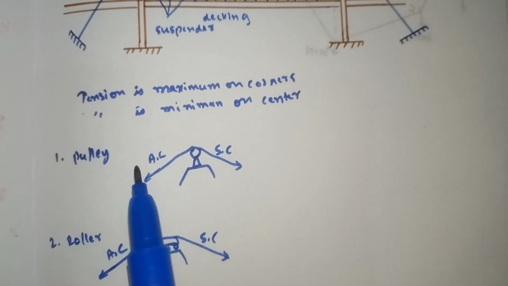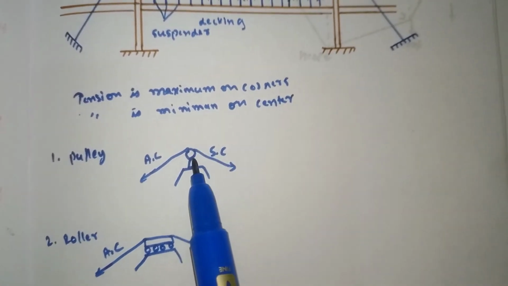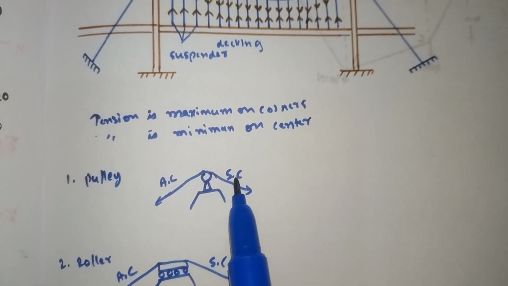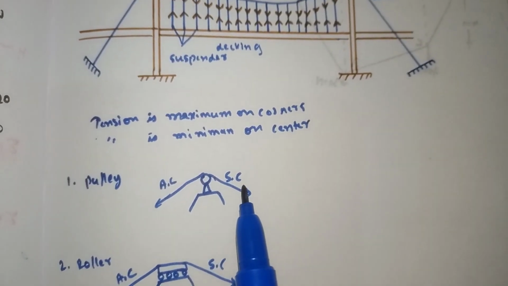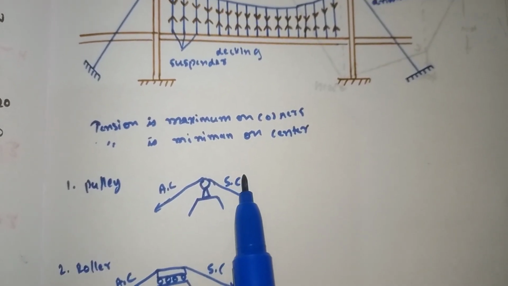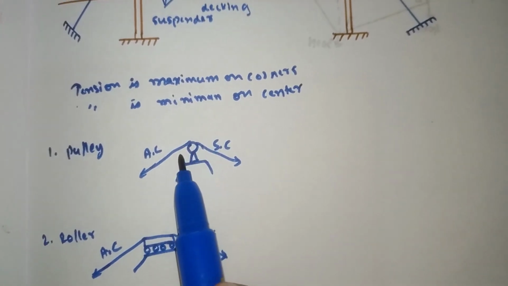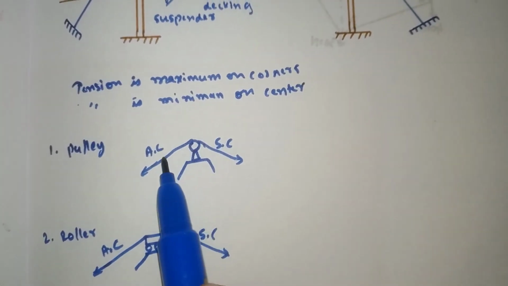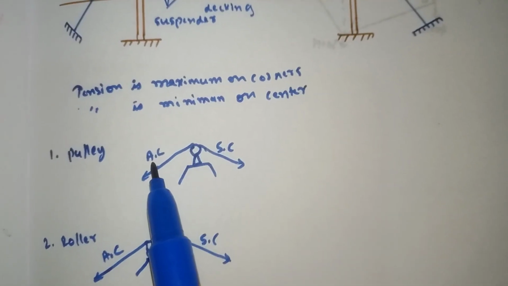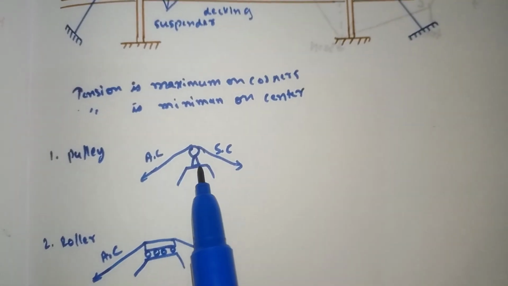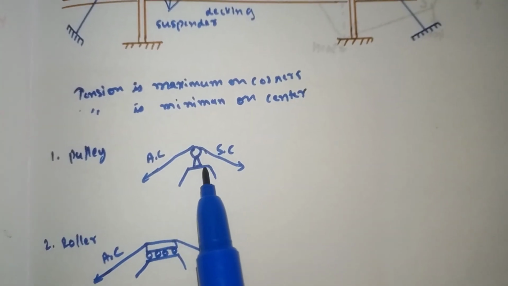In case of pulley support, the pulley is fixed at one place. The pulley doesn't move, which helps to move this cable. So with the help of this pulley, this cable will move either left side or right side. It will move to both sides. So our pulley does not move, it is fixed at one place.